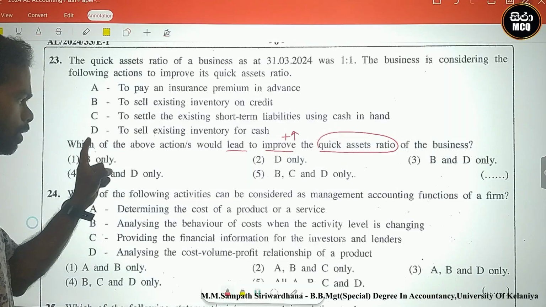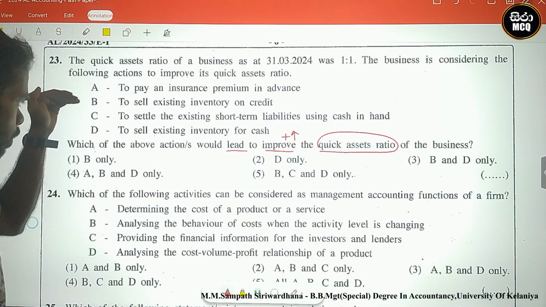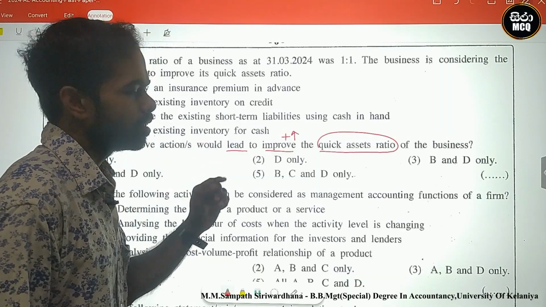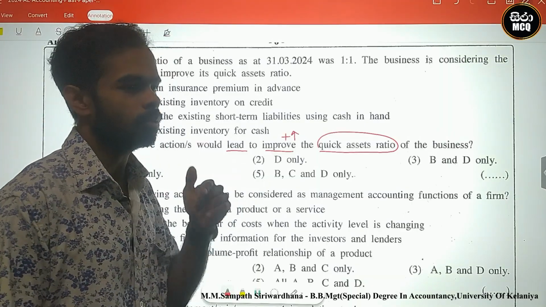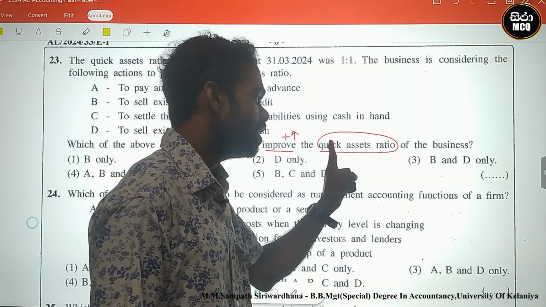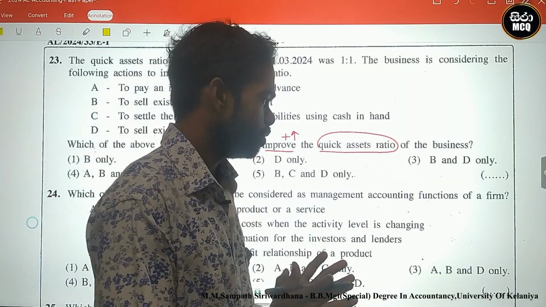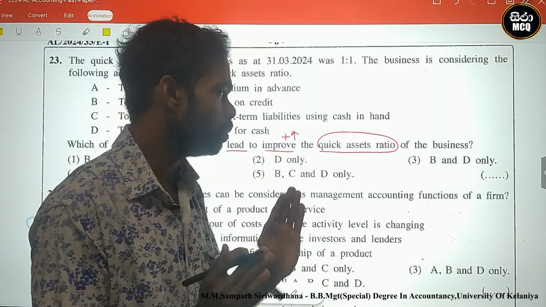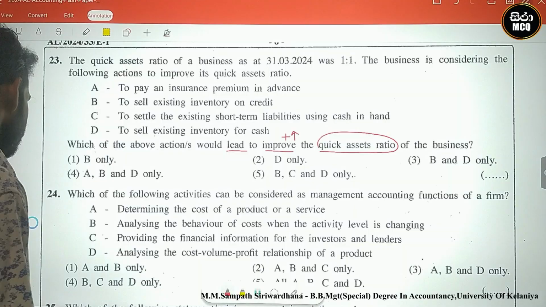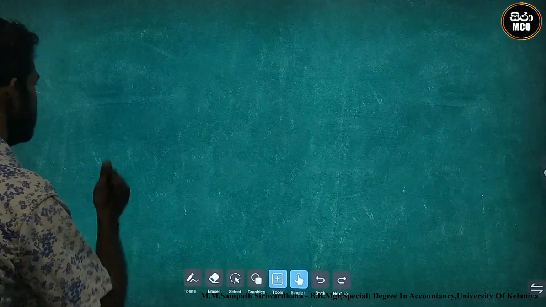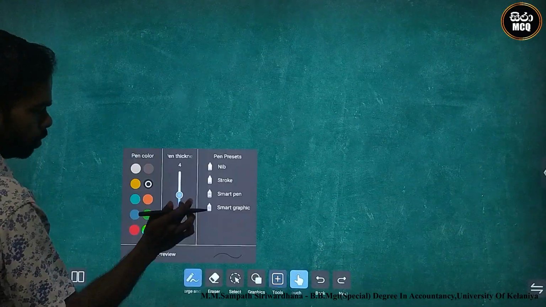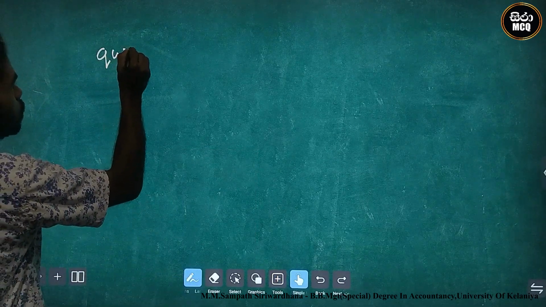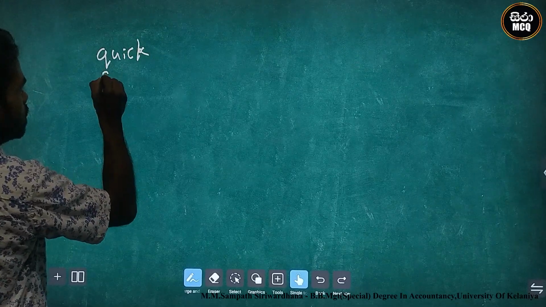Look here, which of the above actions, there are 4 actions there, would guide to increase the quick asset ratio of the business. At that time we must identify what the quick asset ratio formula is. Quick asset ratio, look here, this is the formula.